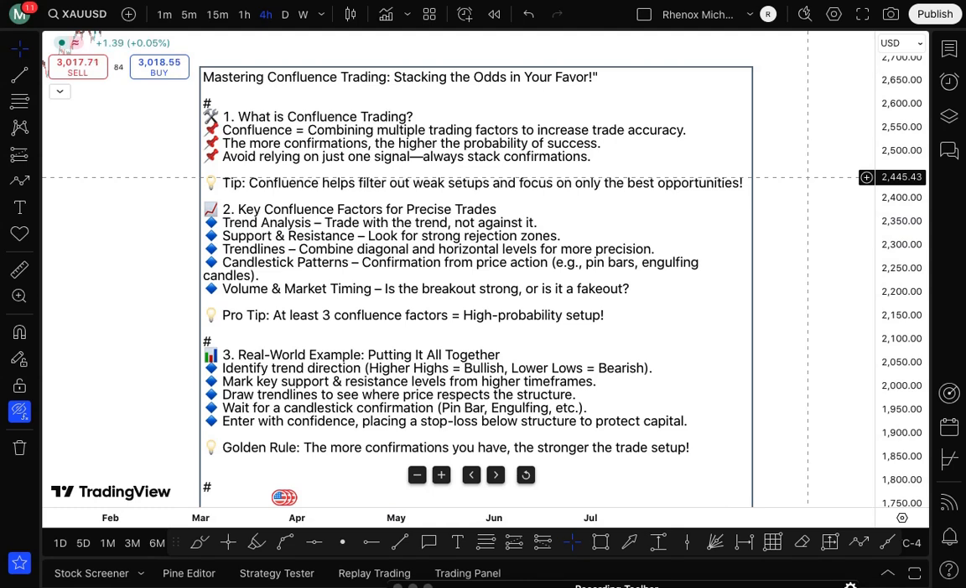Since we just covered candlestick patterns, in this video the next logical step is to master Confluence Trading, that is stacking the odds in our favor. Most traders fail because they rely on just one signal to enter a trade, but smart traders use confluences, multiple confirmations for high probability setups. Today I'll show you how to combine key factors like trend lines, support and resistance, and candlestick patterns to trade with precision.